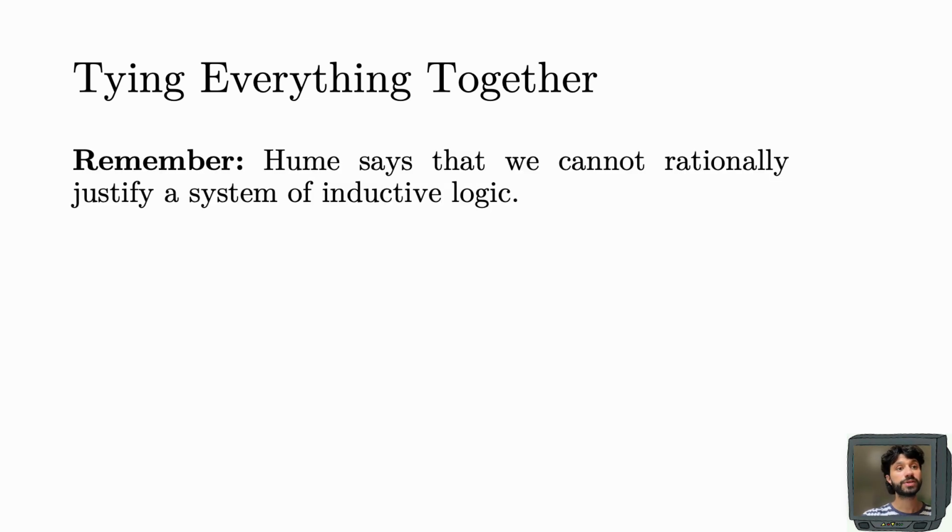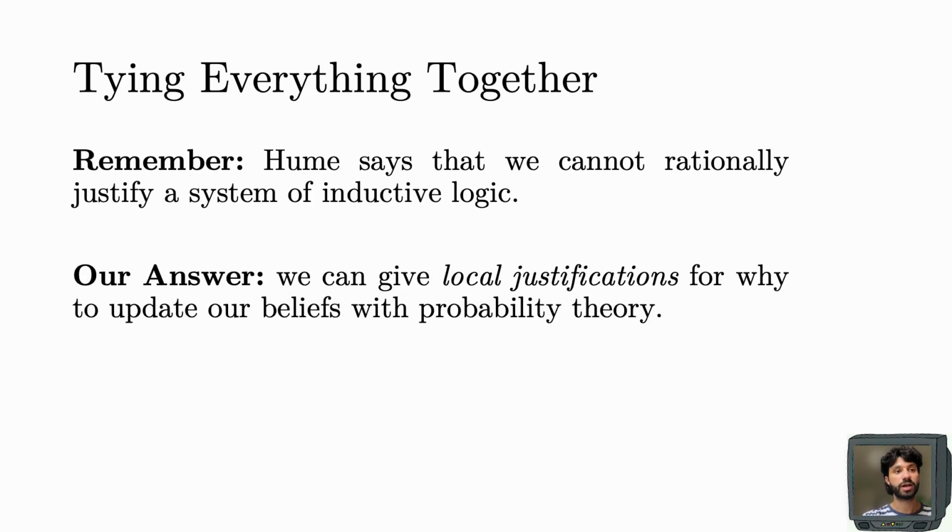Remember that Hume says that we cannot rationally justify a system of inductive logic. And remember, it's not just that he says that or thinks that, he provides a pretty convincing argument for it. Now, our answer in this class is going to be, well, we can't get this global justification of an inductive logic, but what we can do is give local justifications for why we should update our beliefs with probability theory.